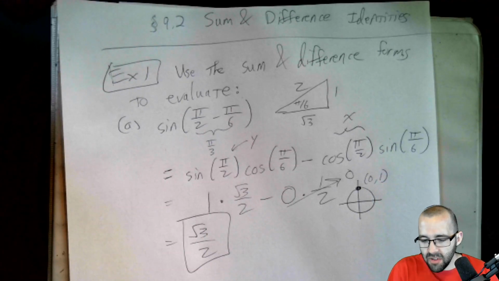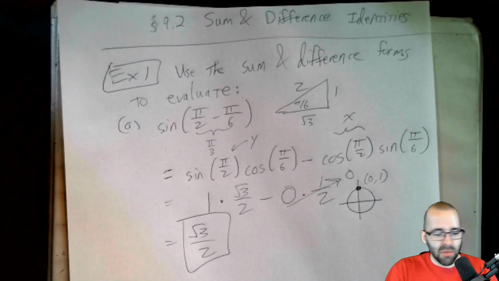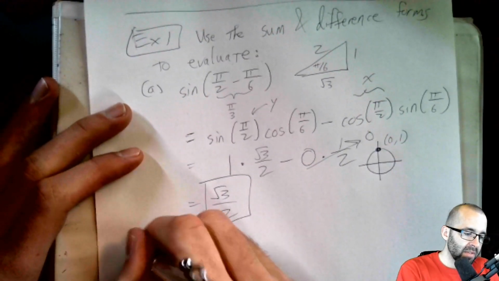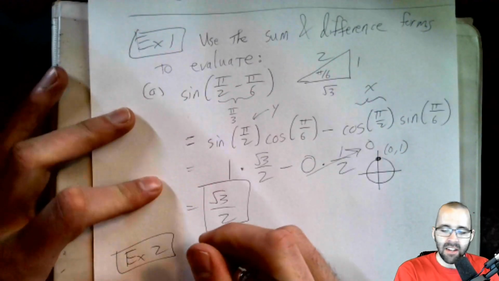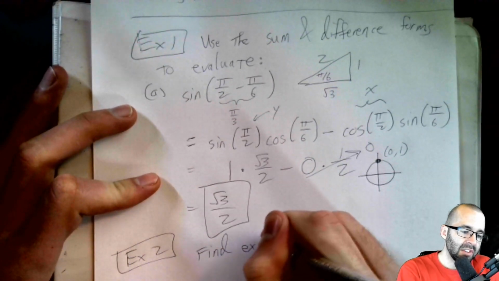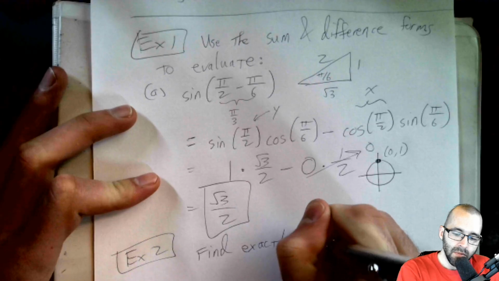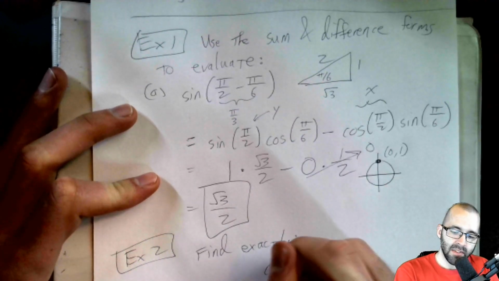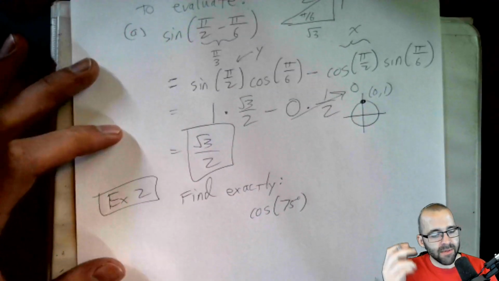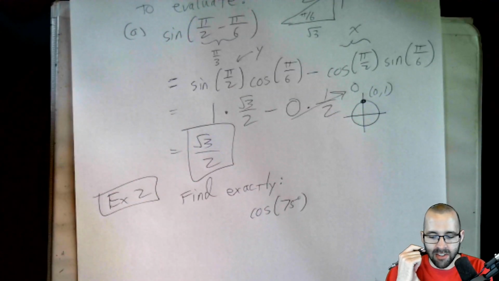All right, and we could do this with some more practice, but let's move on and skip part B and move on to example 2 and see it in a different format. So find exactly cosine of 75 degrees.